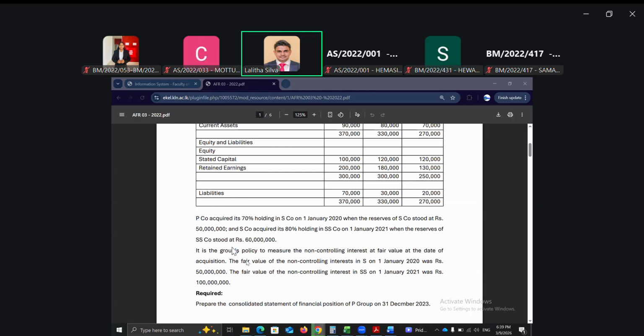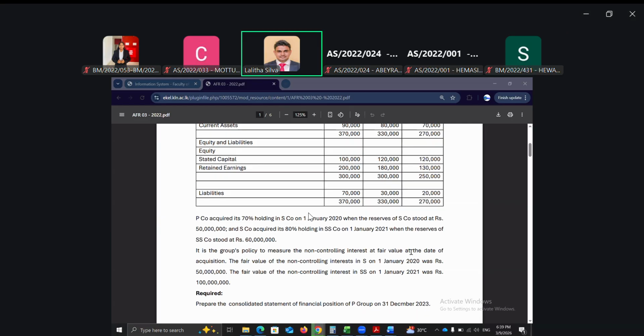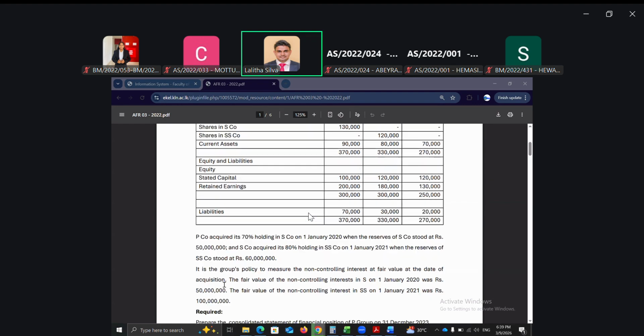Now, P company has acquired 70% of the ordinary shares of S company, and S company has acquired 80% of the ordinary shares of SS company on 1st Jan 2020, when the reserves of SS stood at 60 million. It's the group's policy to measure the non-controlling interest at fair value at the date of acquisition. The fair value of the non-controlling interest in S on 1st Jan 2020 was 50 million, and the fair value of the non-controlling interest in SS on the date of acquisition was 100 million. These are the information provided.